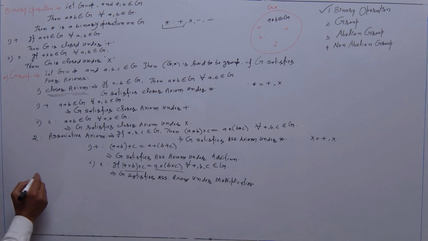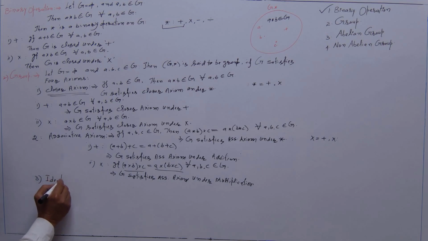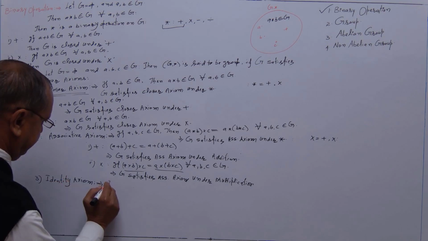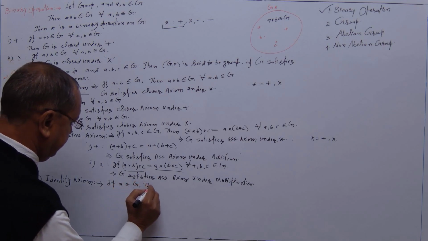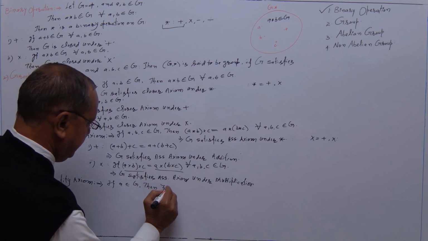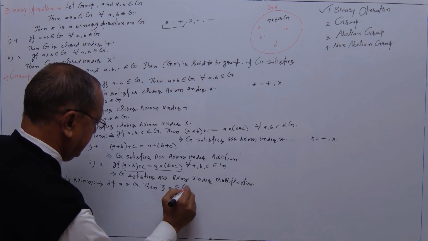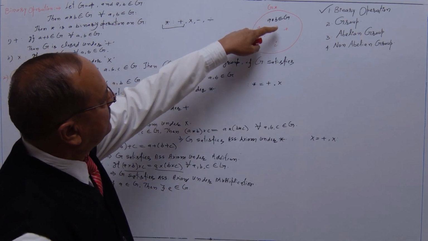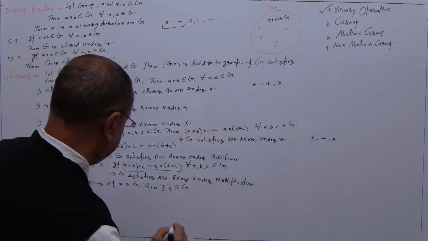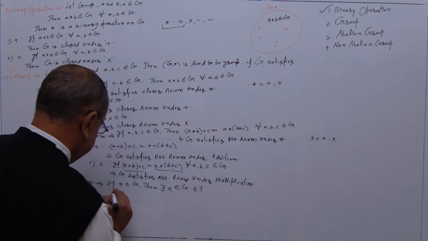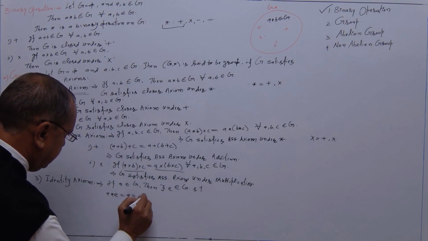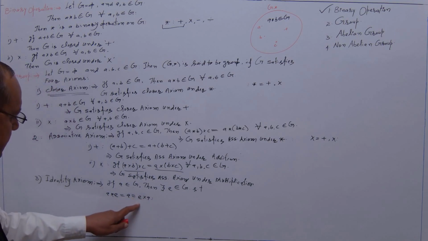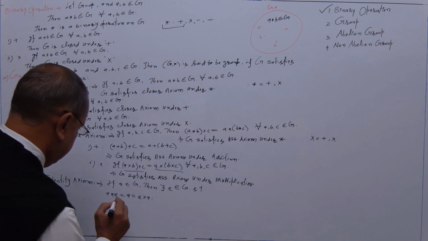The third axiom is identity axiom. If element A belongs to G, then there exists element E also belonging to G, अगर A G का एलिमेंट है तो E भी G का एलिमेंट है, such that A star E is equal to A is equal to E star E. So here E is the identity element in G.